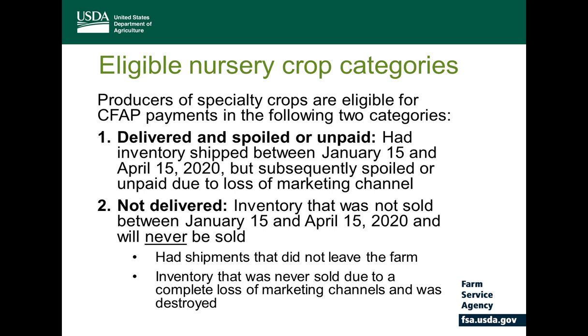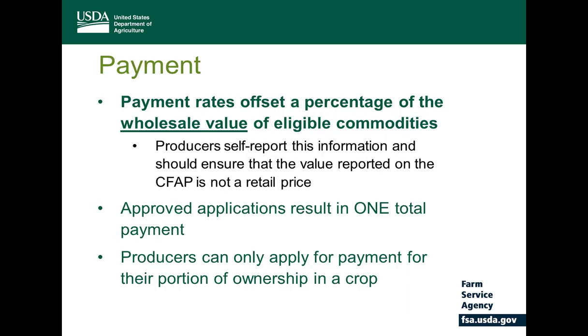The other category is where it was not delivered. So the inventory that was not sold between January 15th and April 15th and will not be sold. So it had shipments that did not leave the farm, or inventory that was never sold due to complete loss of the marketing channels and was destroyed. So that's what we're talking about, the two categories that are going to apply for these nursery and floriculture crops.